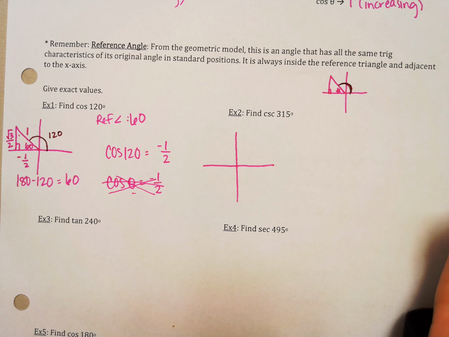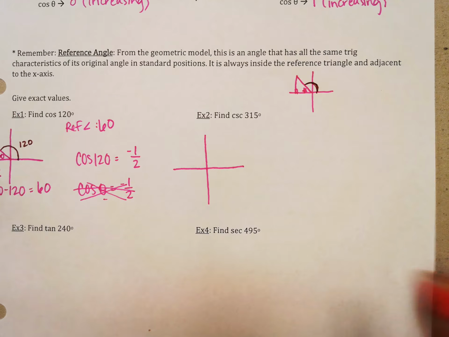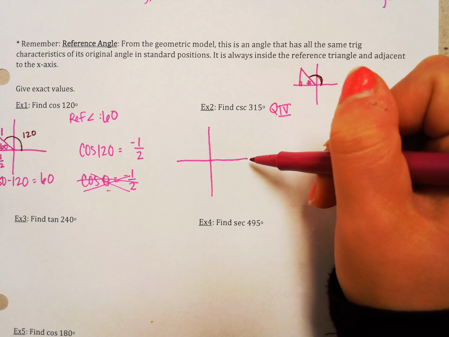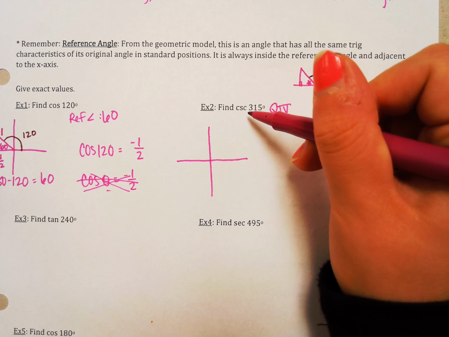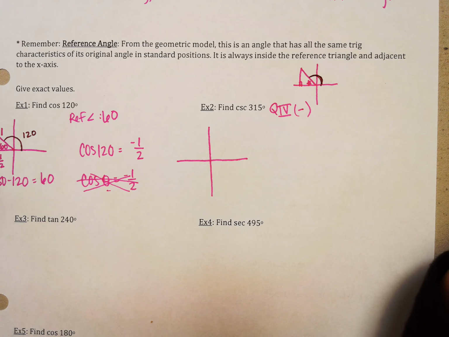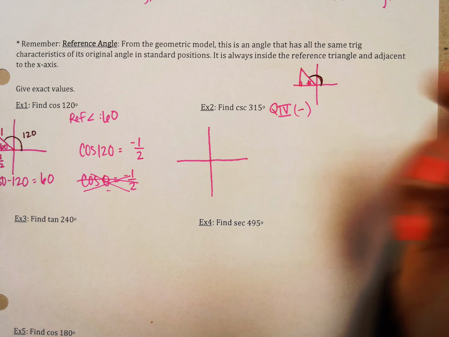So this is cosecant of 315 degrees. That tells us that we are in quadrant 4, because that's between 270 and 360. So cosecant in quadrant 4 is going to be negative. I'm going to remind myself later that whatever answer I get, I have to make sure it's negative, because cosecant goes along with sine. Sine is negative in quadrant 4.